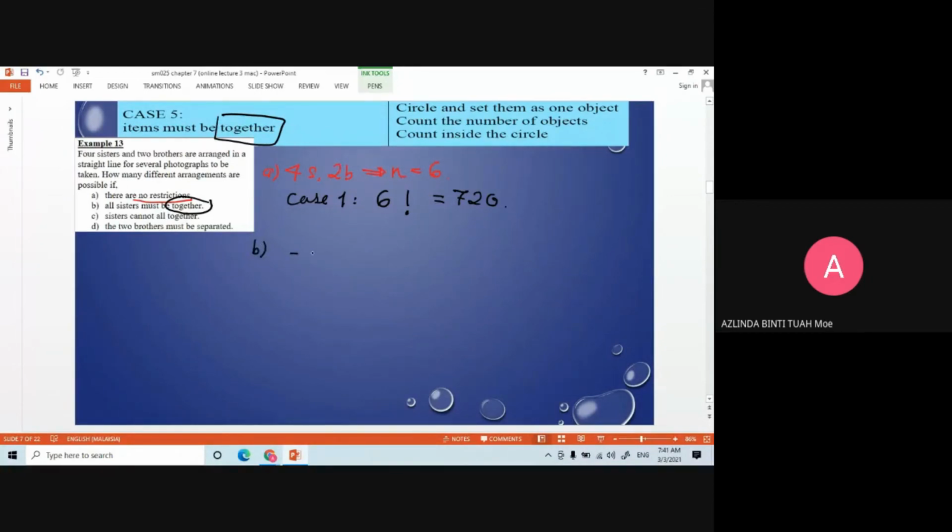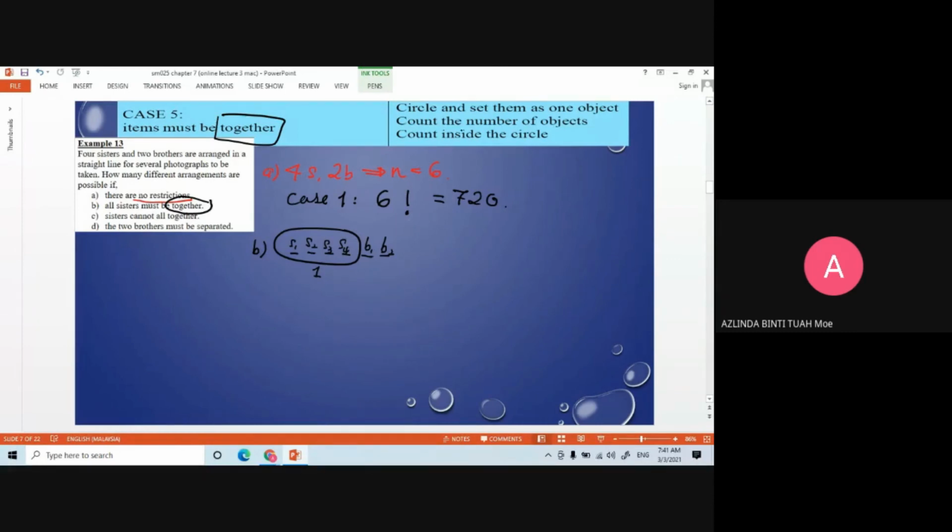so ni katakan diorang line up begini, ada 6 orang, 1, 2, 3, 4, 5, 6. All the 4 sisters, sister number 1, sister 2, sister 3, sister 4, mesti kena duduk bersama, bersebelahan. So circle and set them as one object. So ini dikira sebagai satu objek. Maksudnya nanti the brothers, brother number 1, brother number 2 berada di sebelah kanan.